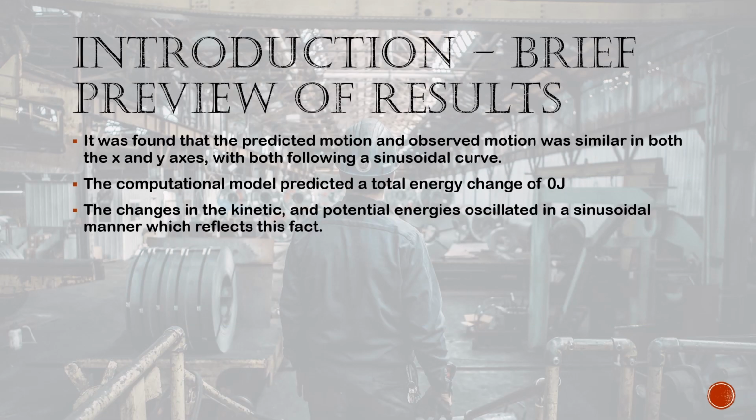It was then found that the predicted and observed trajectories were similar in both the x and y axes, with both following a sinusoidal curve. The computational model ended up predicting a total energy change of 0 joules. The changes in the kinetic energy and potential energies oscillated in a sinusoidal manner, which also reflects this fact.